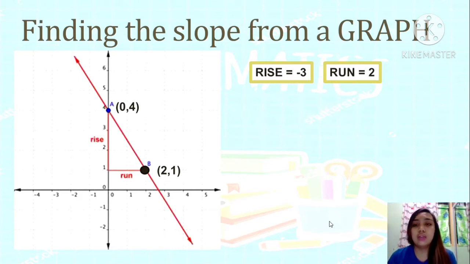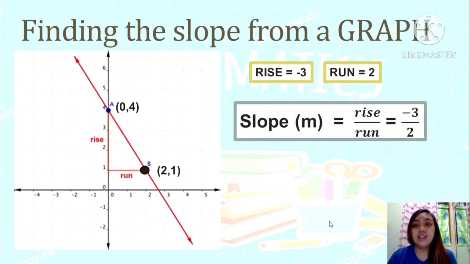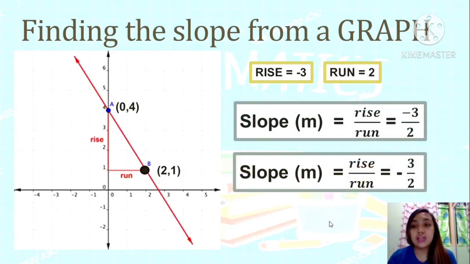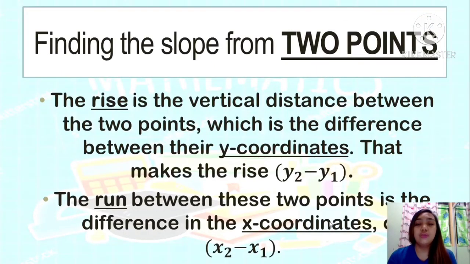Slope is equal to rise over run. It's negative 3 over 2. Or you can simply write negative, so, si negative nasa gitna, nakapantay siya sa fraction bar, and then 3 over 2. So, those are the steps on how we are going to get the slope from a graph. Okay, next.